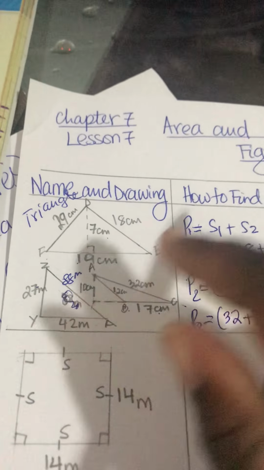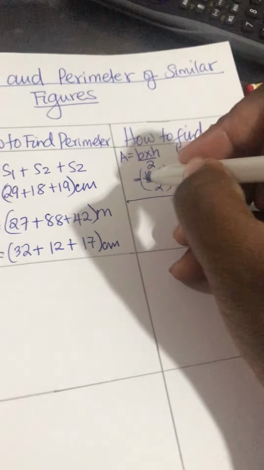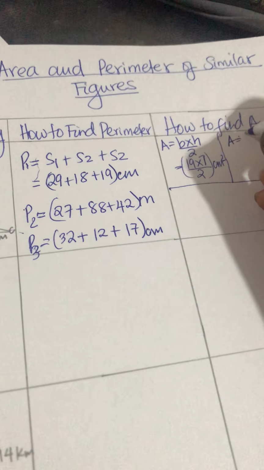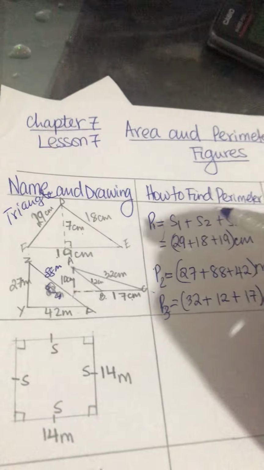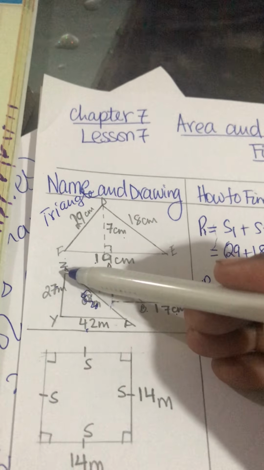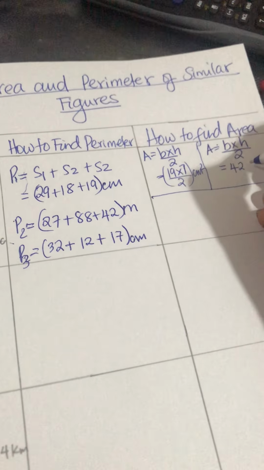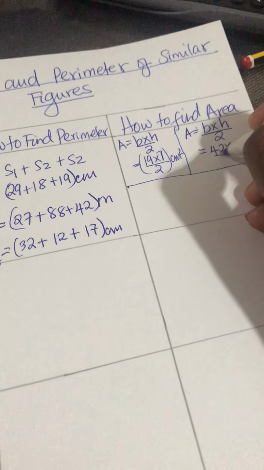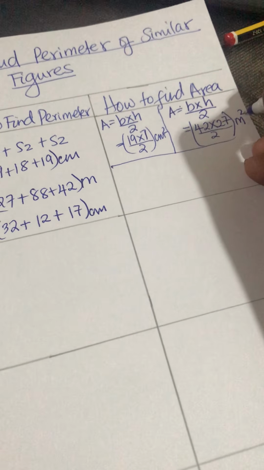Let's do that for triangle ZYA or AZY. I will do it here. Area equals base times height divided by 2. My base is 42. My height is 27. 42 times 27 divided by 2. And my unit is meters squared.